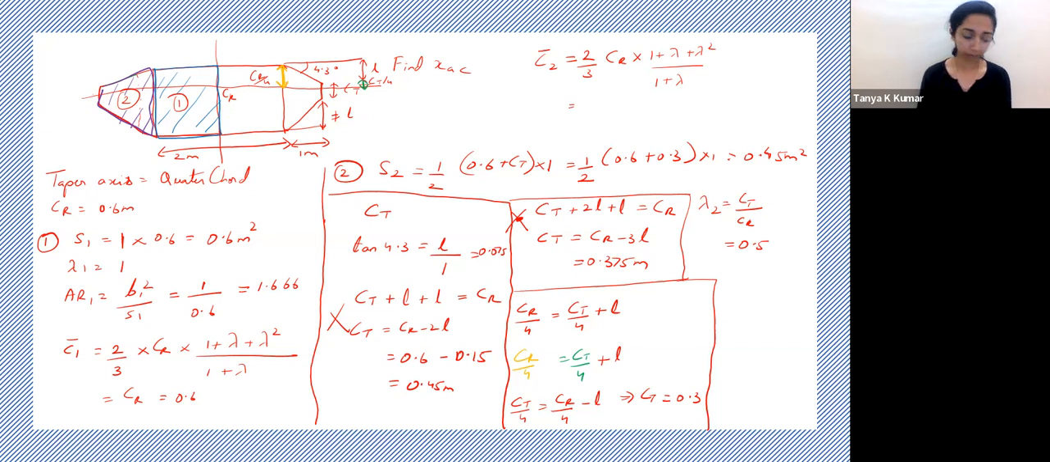How much is this value? How much is this C2 value? How much is the C2 value?